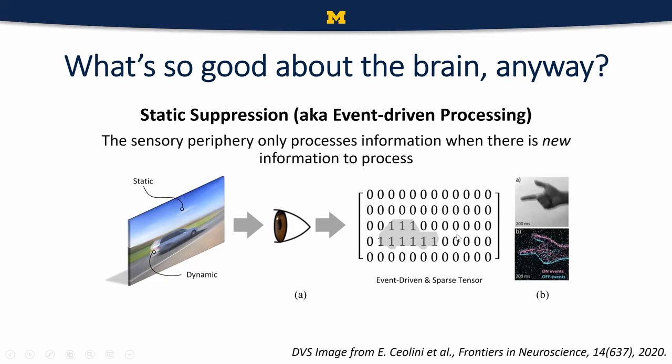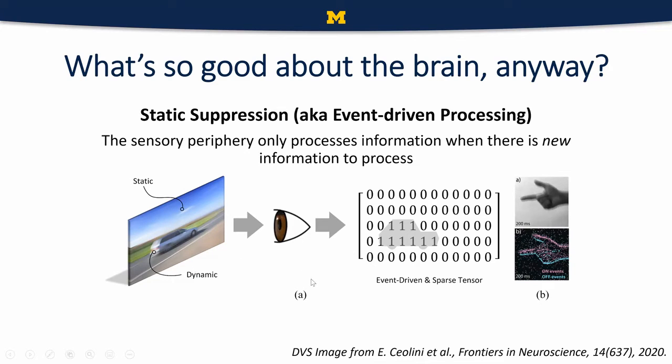More familiarly known as event-driven processing. This is the idea where the sensory periphery, so it's my eyes, my nose, my skin, my haptic feedback, is only going to process information when there is new information to process, right? So let's say we've got this scene here. We've got this car driving along in this beautiful landscape.